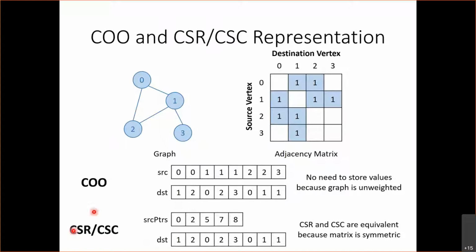CSR and the CSC representations are equivalent because if I transpose this matrix, it's going to be the same. If the matrix was not symmetric, then the CSR and the CSC representation would not have been equivalent. Today, we're going to take advantage of the fact that CSR and CSC are equivalent in one of the optimizations that we can apply. And that's the reason why I'm making the assumption that the matrix is symmetric. But this is not necessary.